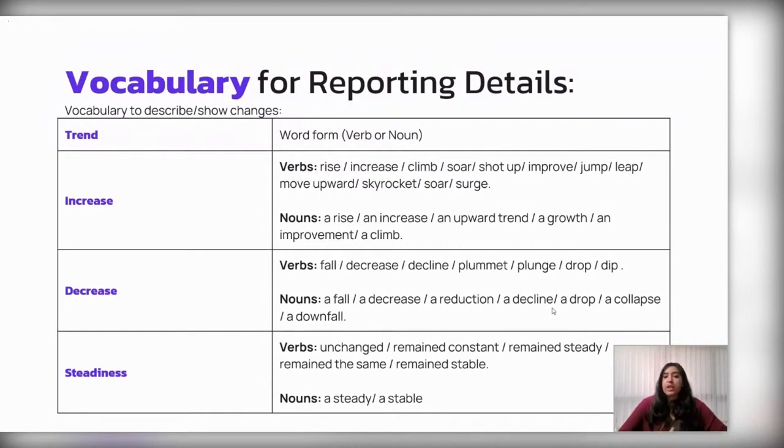So if you want to show increase, instead of using the word increase, you can say a rise in, an increase in, but that's a little general. So we can say something better, like maybe a climb in, or it soared, or it shot up, or improved. There was an upward trend, a growth in, an improvement. All these words are a different way of showing how it increased.